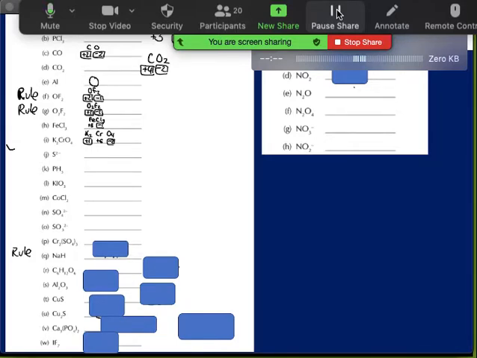S2- follows the rule for simple ions, so it's going to be -2. PH3, the H will be +1. There's 3 of them, which makes the phosphorus -3. The KIO3, oxygen is -2. There's 3 of them, -6. That makes the left side +6. Potassium, it's in group 1, so it's +1, which makes the iodine +5.